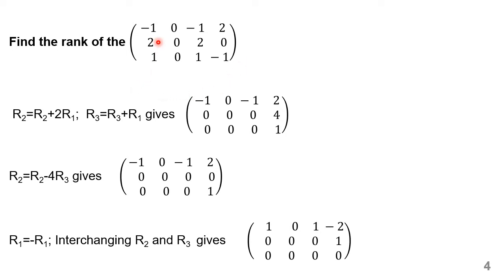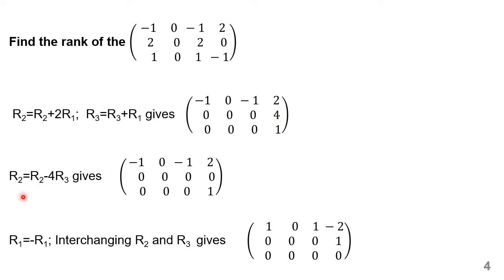First thing I need to do is some row operations. Here I need to make the 2 a 0, and in order to do this I need to do the operation R2 equals R2 plus 2R1. This is R2, this is R1, this is R3. So I make this 0, 0, 0, 4. By doing the operation R3 equals R3 plus R1, I get the last row as 0, 0, 0, 1.